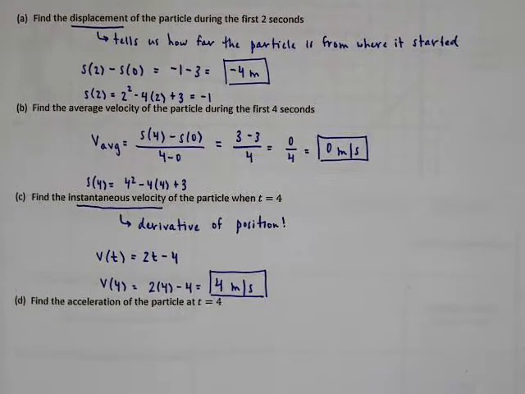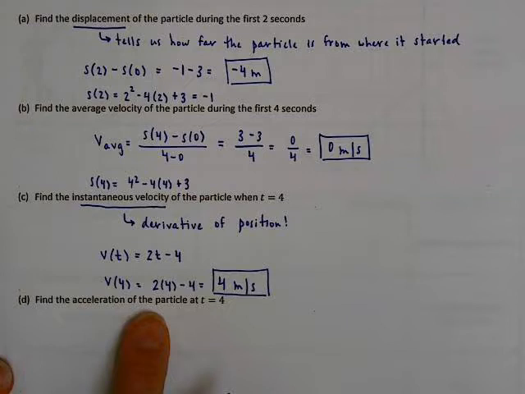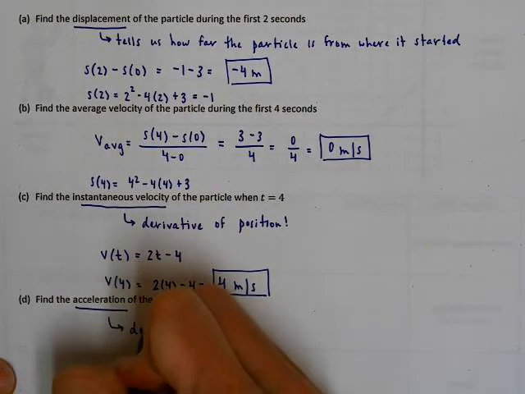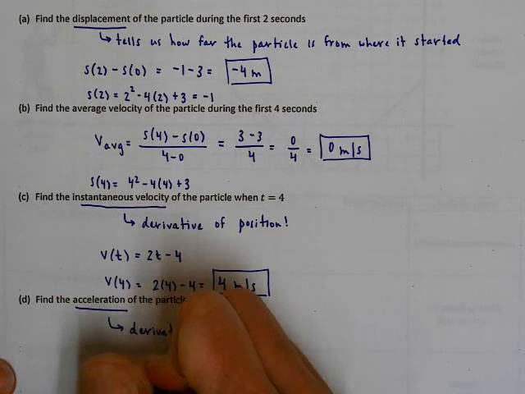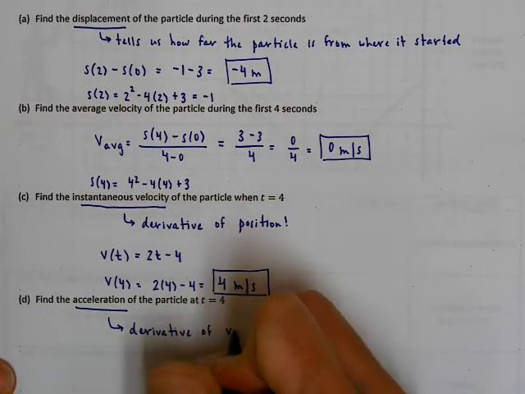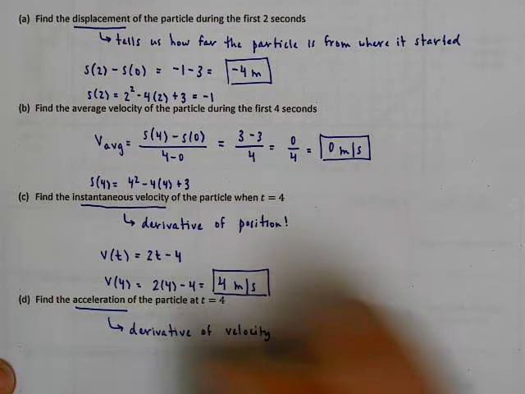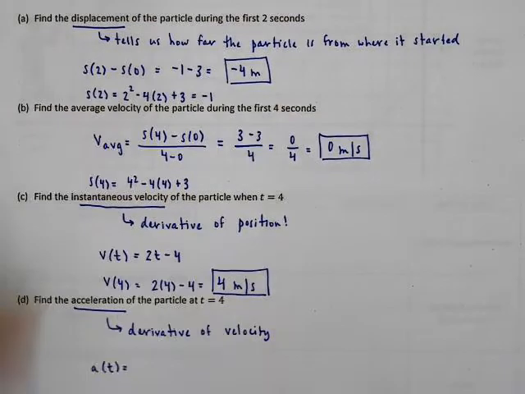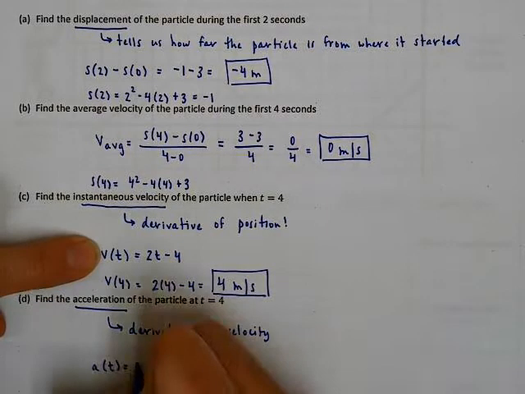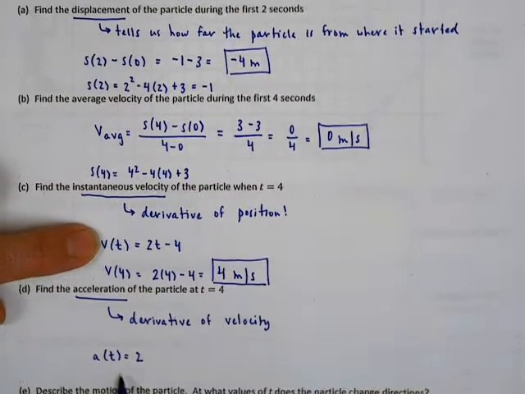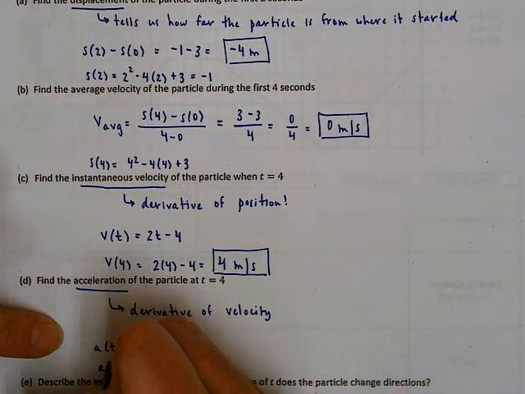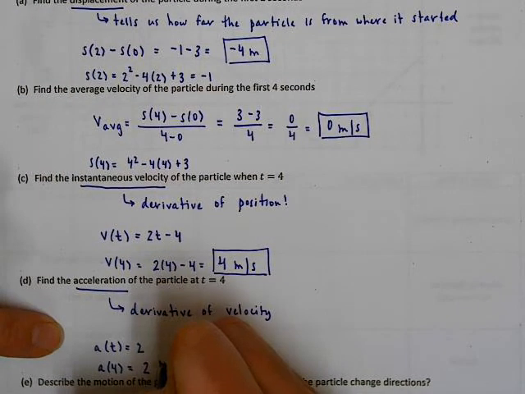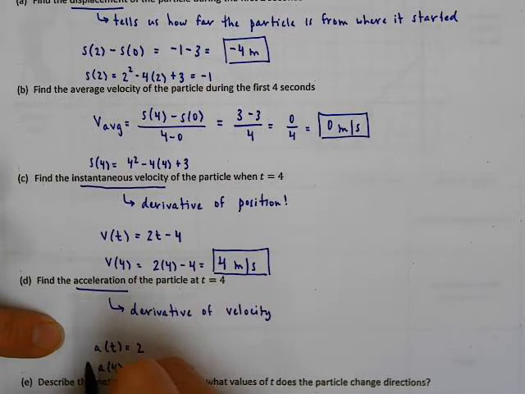Okay, my next question is asking for the acceleration of the particle. Acceleration, I know, is going to be the derivative of velocity. So now a of t is equal to, well, if I take the derivative of velocity, it's just 2. So that's a constant acceleration. So then a of 4, my acceleration is still going to be 2, and now my units are meters per second squared.